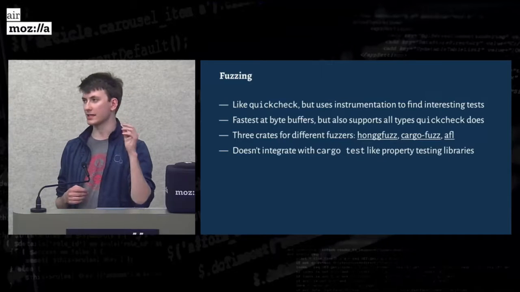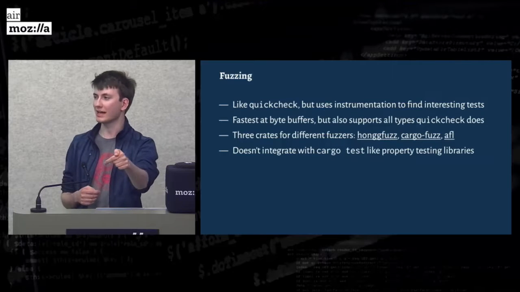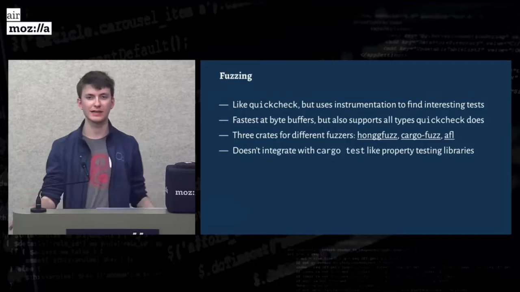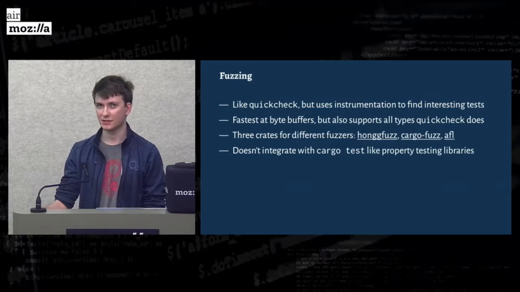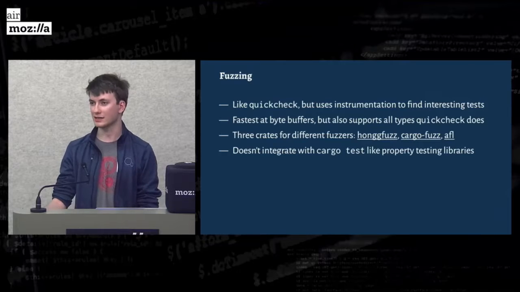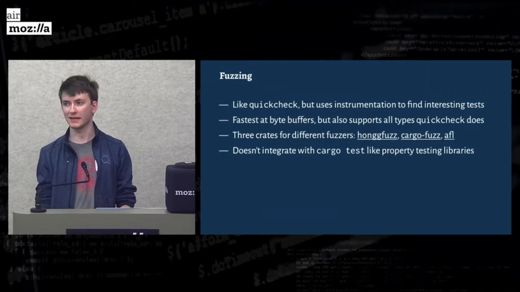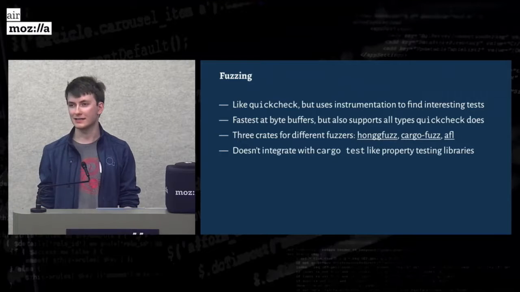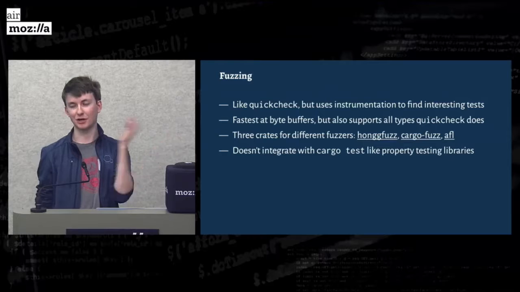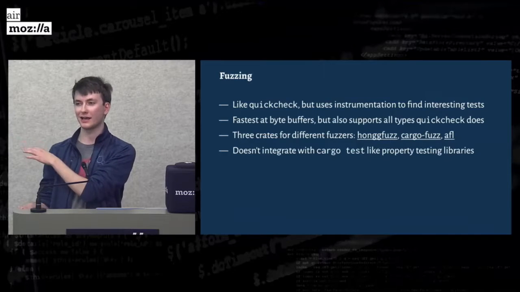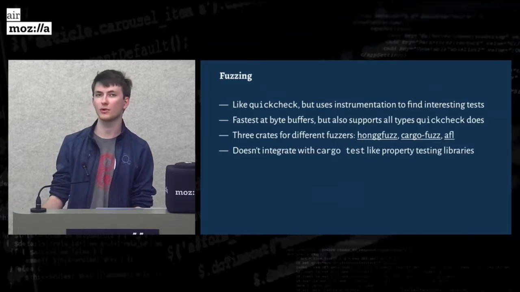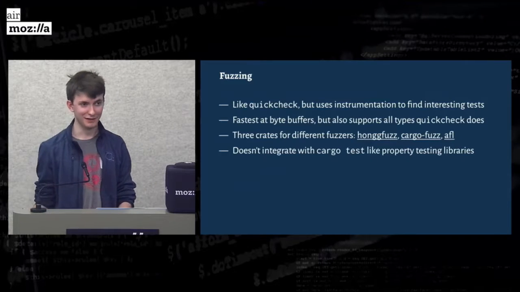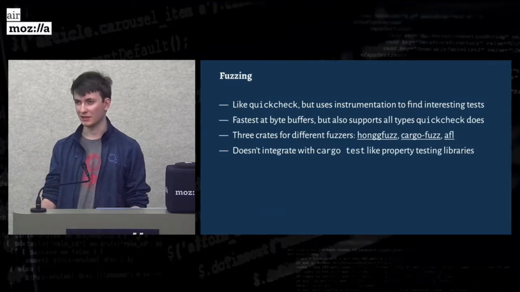So if it finds a new input that exercises a new path in your code, it will take that input and mutate it slightly, hoping that it'll reach further down into that tree of logic. This is really effective and has found tons of bugs in C++ code. A bunch of super efficient and very nice fuzzers have been written, and there are Rust crates that wrap them. They're fastest at byte buffers because that's their fundamental primitive, but all the Rust crates that work with them have a wrapper that allows you to turn the byte buffer into an arbitrary type, actually using the same underlying crate that QuickCheck does. There are three crates for different fuzzers: Honggfuzz, which is a wrapper around a fuzzer from Google, cargo-fuzz, which is LLVM's libFuzzer, and AFL, which is another popular fuzzer.